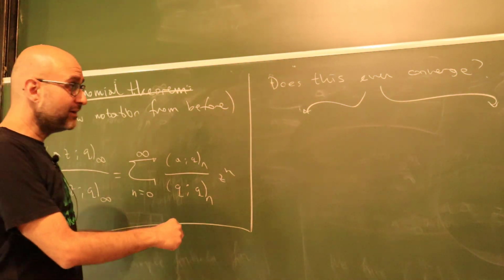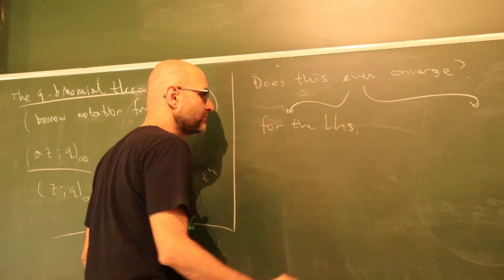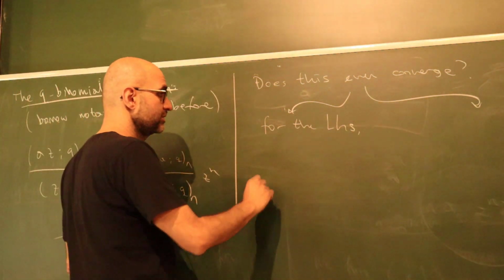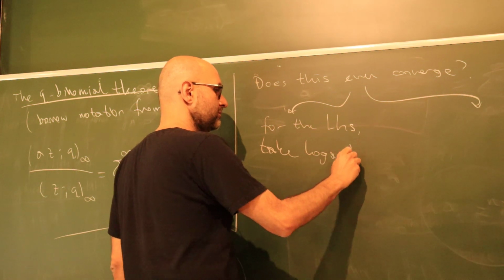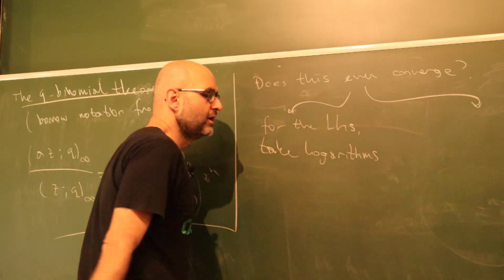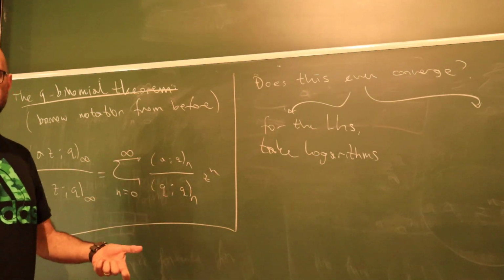So for the left-hand side, take logarithms, so that you convert products into sums and then use the ratio test.